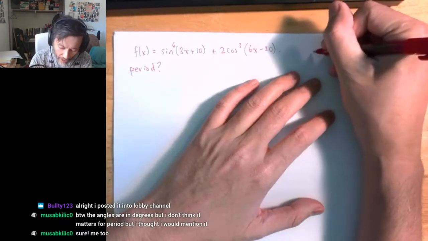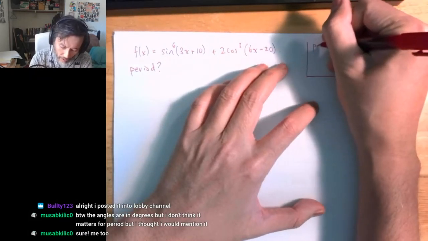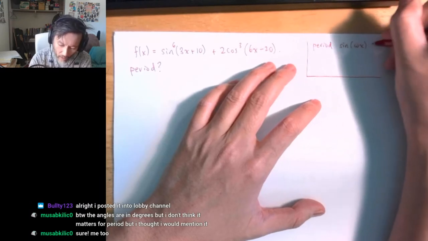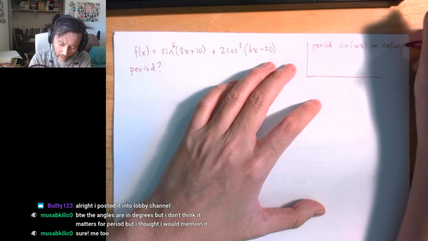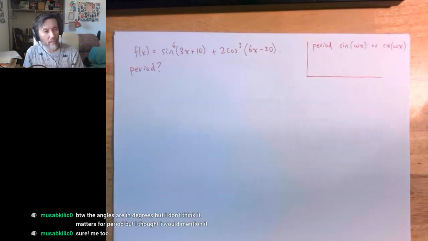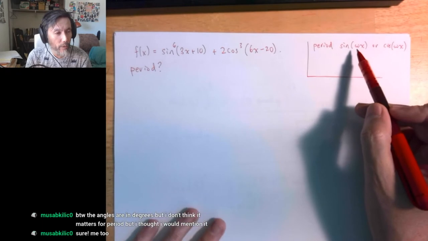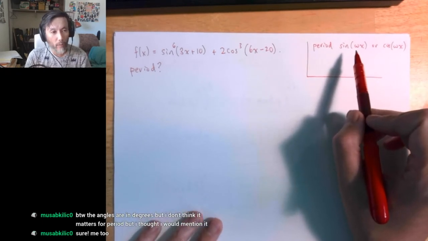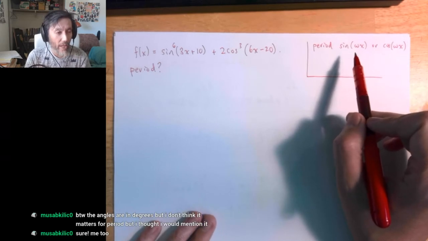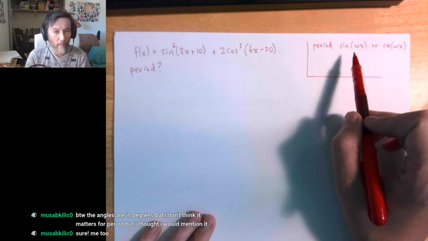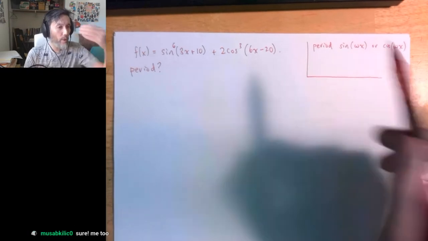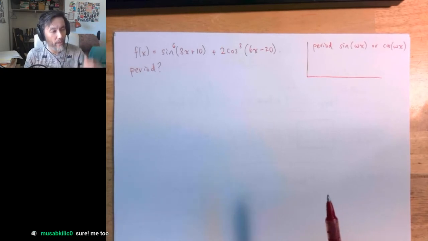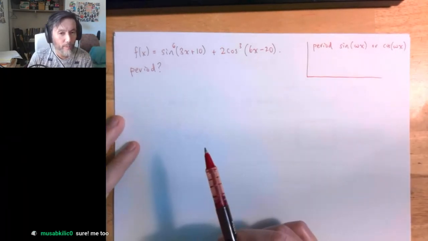If you have something like the period of sine of omega x or cosine omega x, omega is very frequently used. I'll tell you why. It's because omega in physics is sometimes called angular velocity or angular speed. And it has something to do with how quickly we go through a single period or a single wavelength of these oscillating functions.